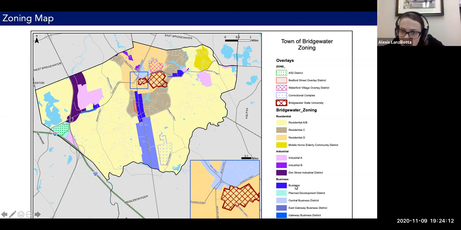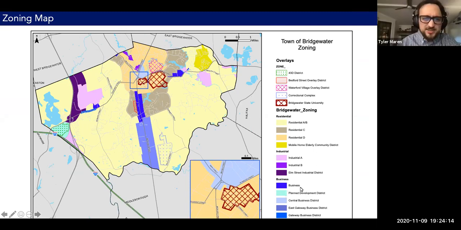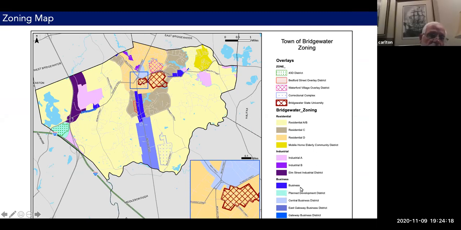Let me take a look. Yeah, we can see on this map, there is some industrial zoning in that area. It's very small, and it may be fully developed now, but it's something that we need to recognize because that's on the east side of town.